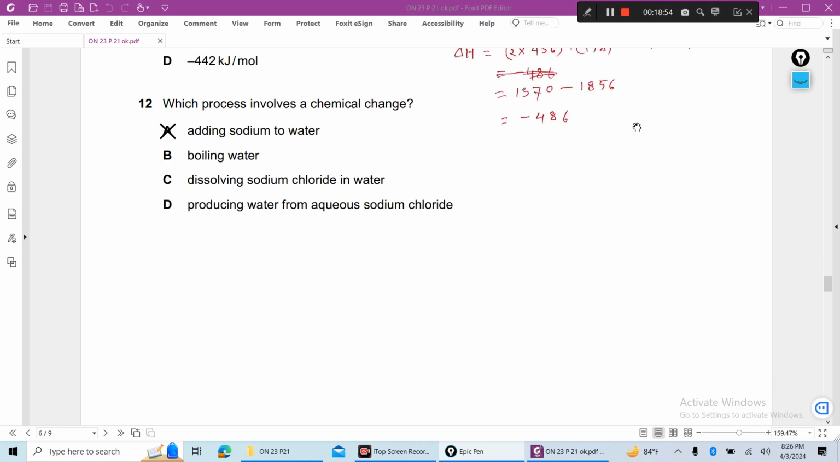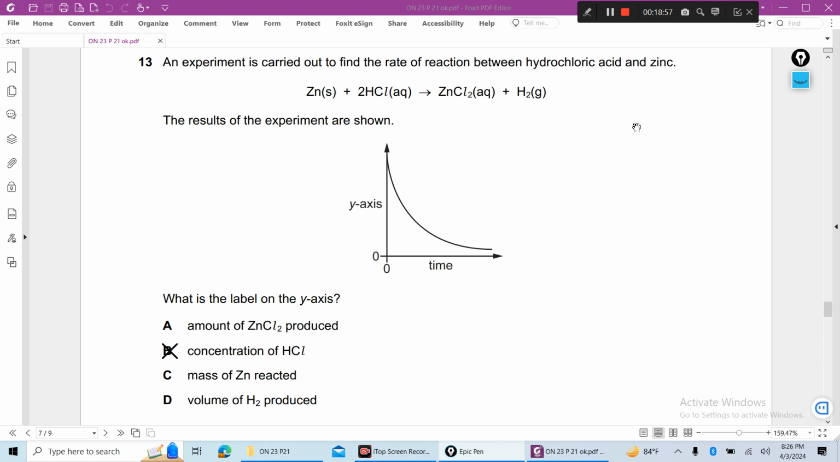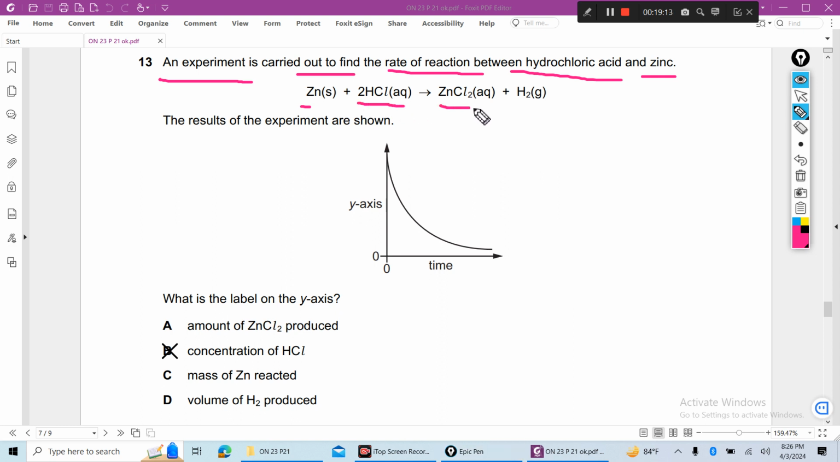Now next, number 13. An experiment is carried out to find the rate of reaction between hydrochloric acid and zinc. Zinc solid reacts with hydrochloric acid, zinc chloride plus hydrogen is produced. The results of the experiment are shown here. Y-axis decreasing with time. So what is the label on the y-axis? And you see going on, time decreases.